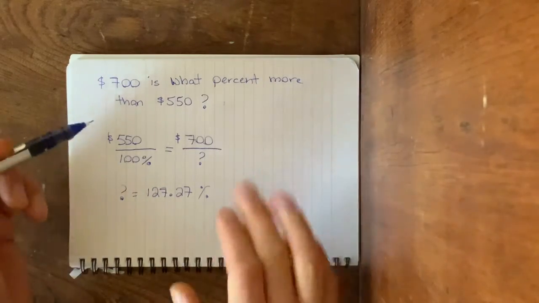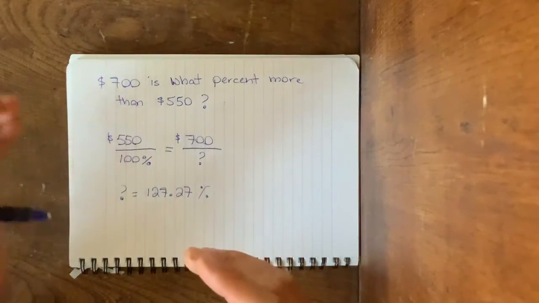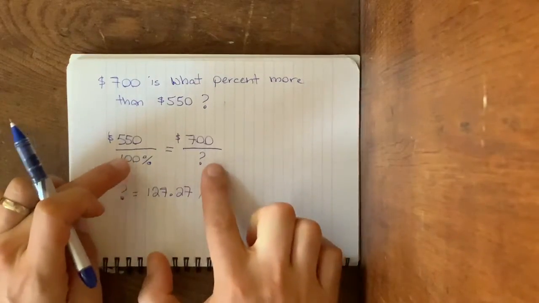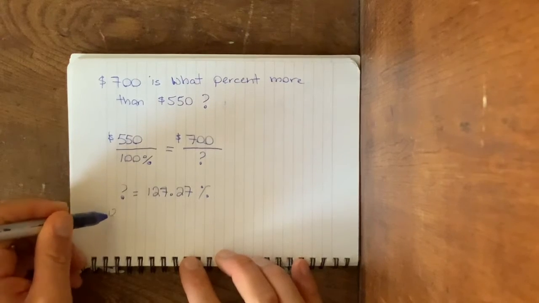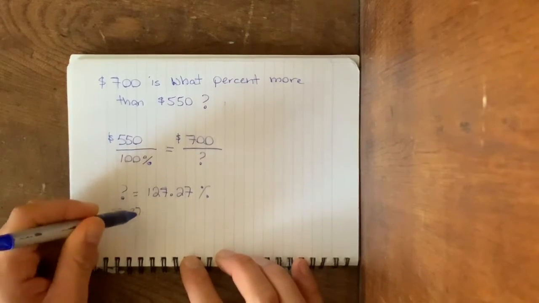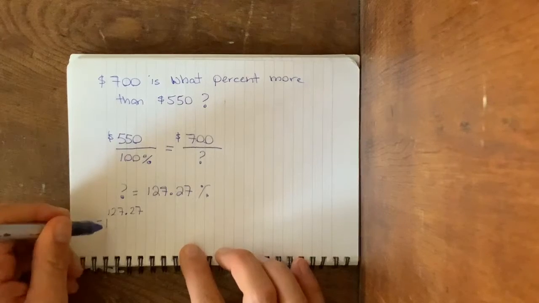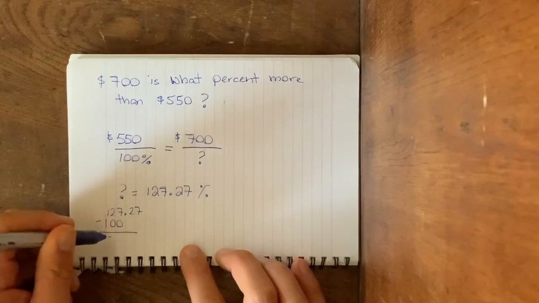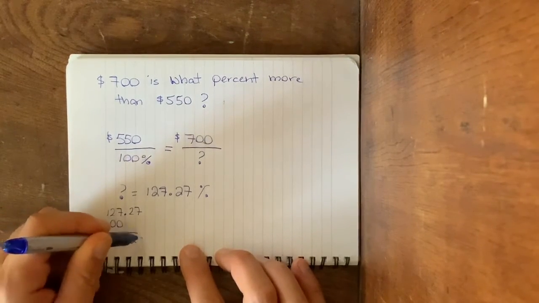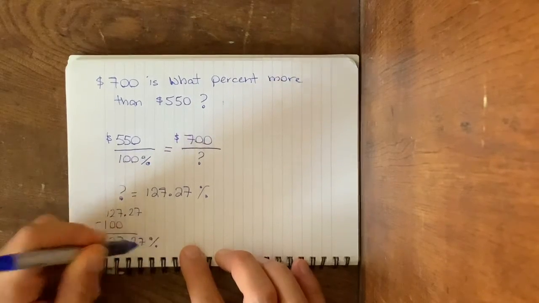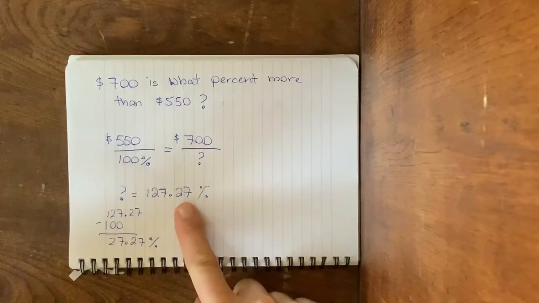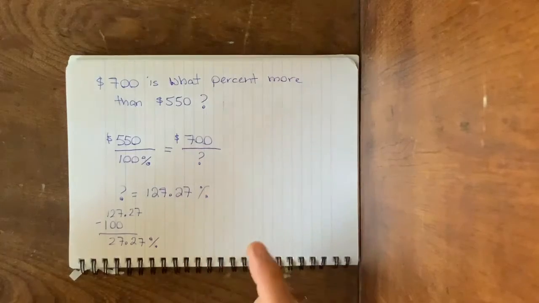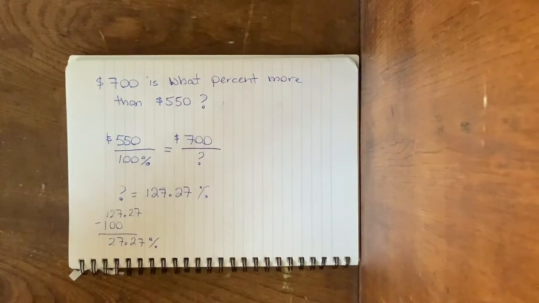So whenever it's asking for more or less, find the difference in these two percents. The difference is subtraction: the big number minus the small number. So 127.27 minus the small number of 100 gives you an increase of 27.27%. So the correct answer to this question is not 127.27. The correct answer is just 27.27%.